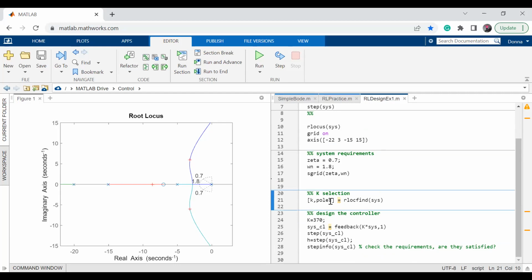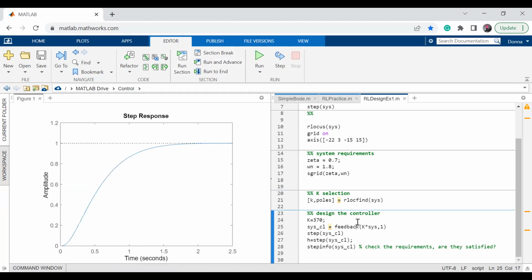Now let's say we are gonna give a value of K equal to 370. We are going to create a feedback system. This was already in your exam, right? So you get a feedback of multiplying K times your system. And then you can run this section, you can see the closed loop response of your system. Then from there, if you're doing pole placement, you see if you're meeting your system requirement.